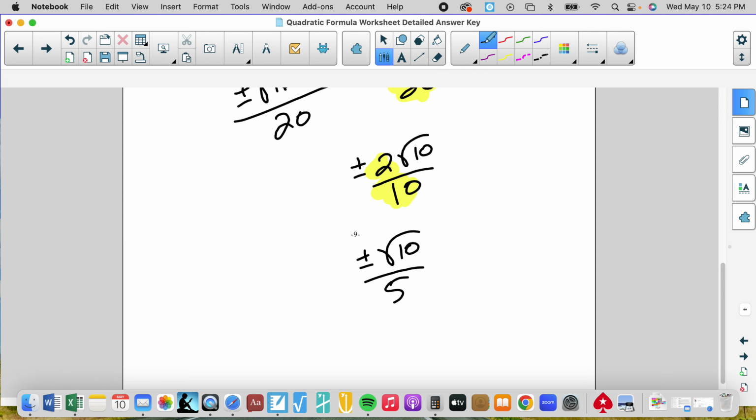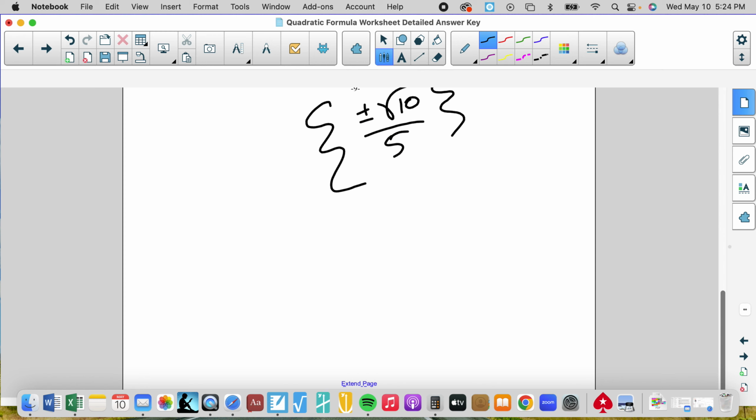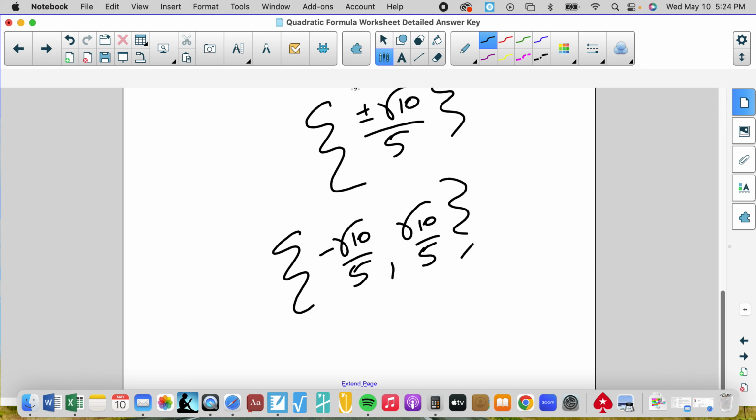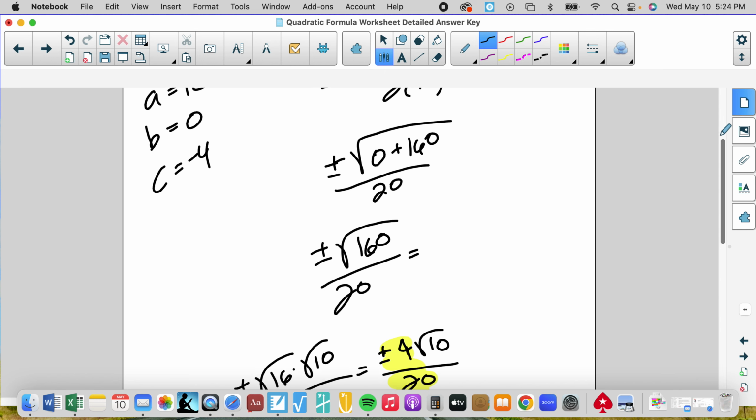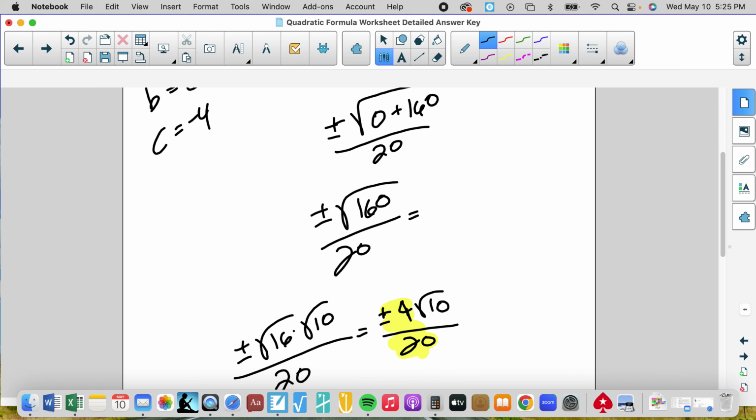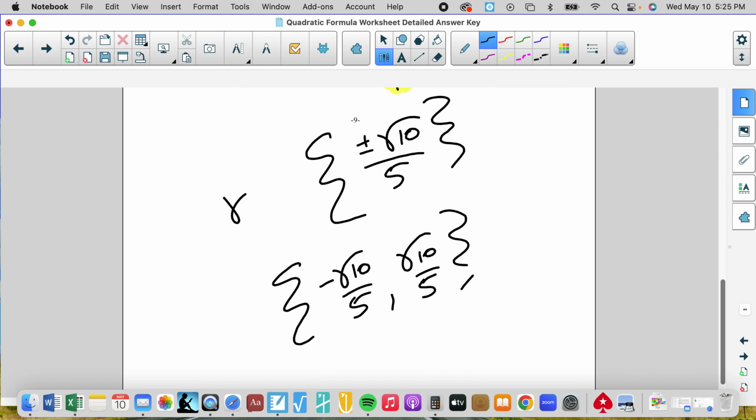All right, so we can write this as my solution, or we can see that this can be written as negative rad 10 over 5, comma, rad 10 over 5. The 10 and the 5 cannot be simplified, because one is inside, one is outside the radical. Both are acceptable. Our variable is r, so we could write r equals. That's not a square root sign.